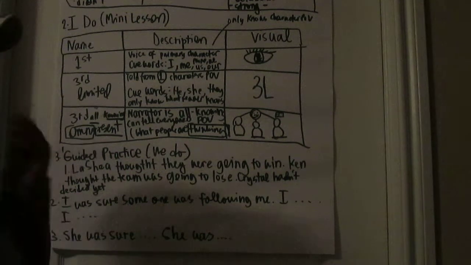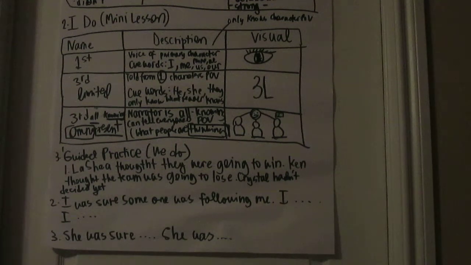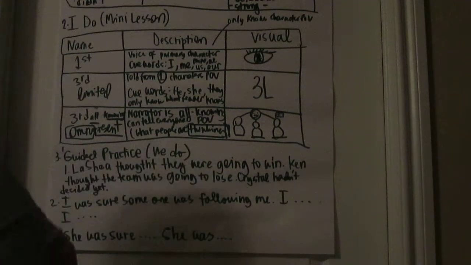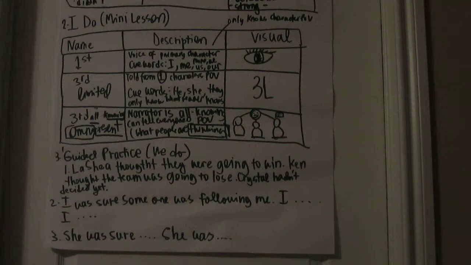Lachey thought, and I don't want you to tell me, I want to see if I can figure this one out on my own. Lachey thought they were going to win. Ken thought the team was going to lose. Crystal hadn't decided yet. All right, so when I'm going through this process, I know that you all know. Hold on, don't yell it out. How would I figure out what this is about?